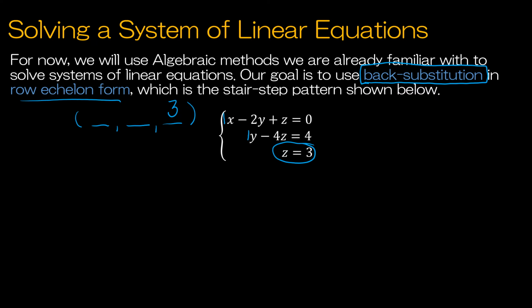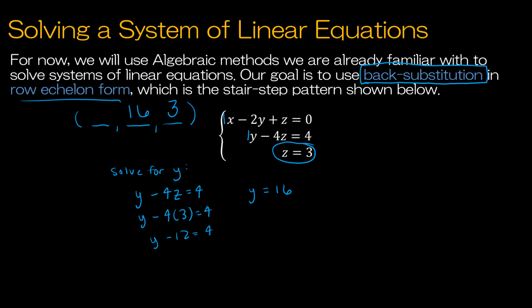So next I'm going to solve for y. I don't have to solve for z, but I do have to solve for y. The equation that includes y and z is y minus 4z is equal to 4. And because I already know z is 3, I'm going to replace z with 3. And I get y minus 12 is equal to 4, so y is equal to 16 by adding 12 to each side.